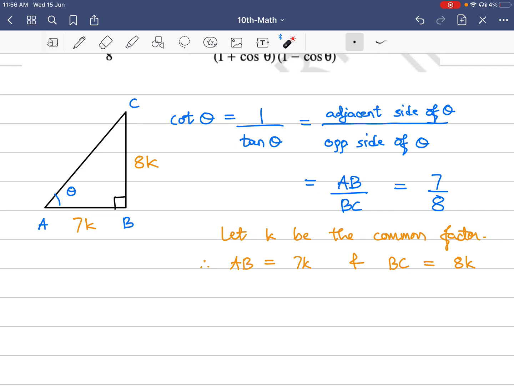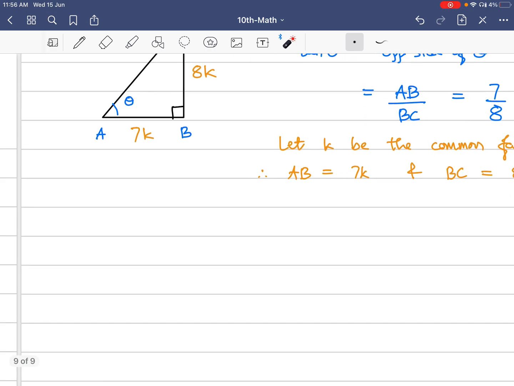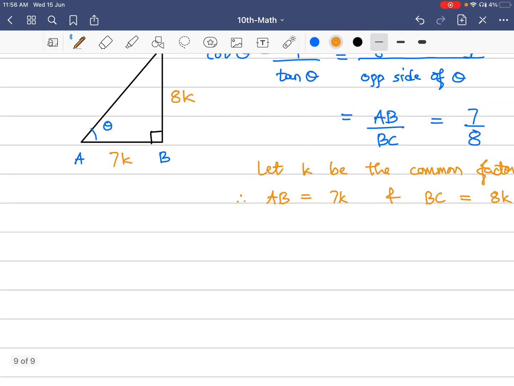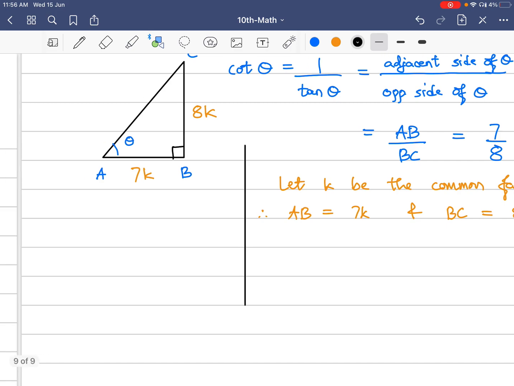Now our job is to find AC. Once we find AC, we will have the length of all three sides of the triangle. Once we have the length of all three sides of the triangle, we can easily find any trigonometric ratio that they are asking us to evaluate. So let's go and calculate AC, which is very simple to calculate based on the Pythagoras theorem. So I'm going to draw a line here.